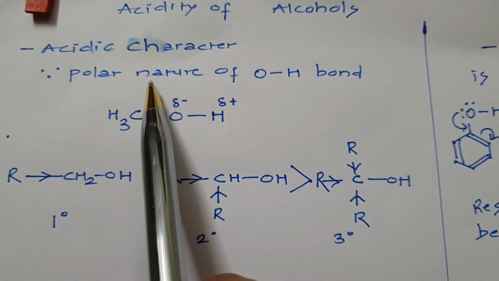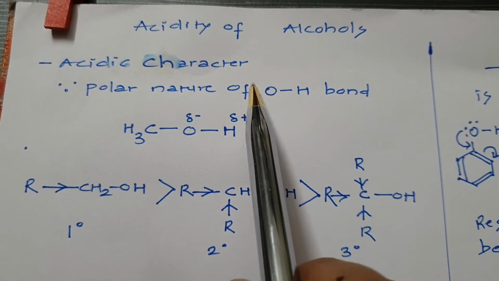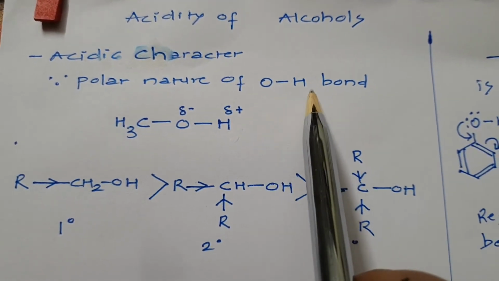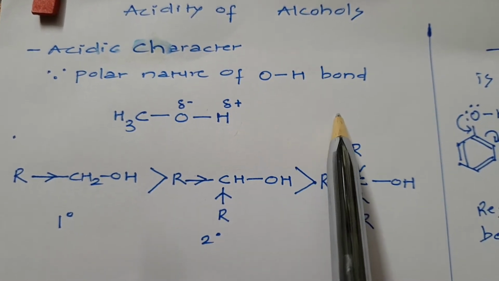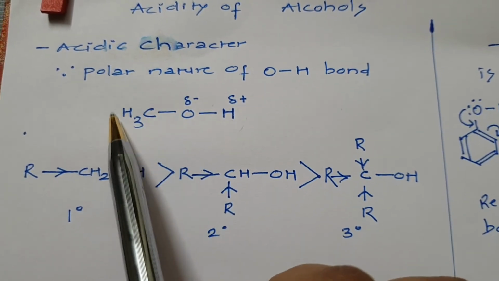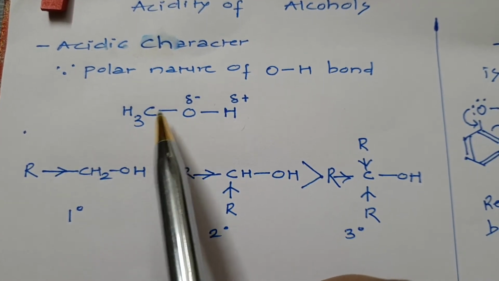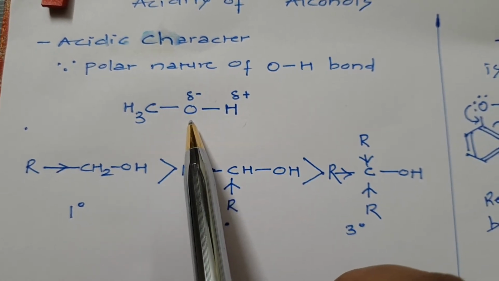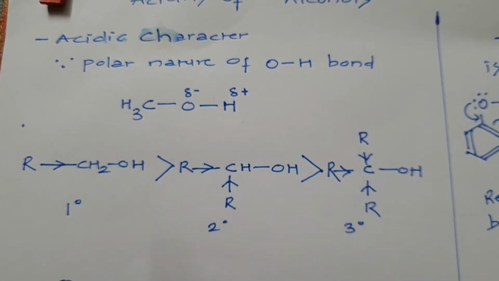When it comes to alcohol, the acidic character depends upon the polarity of the OH bond, because when we say that it is showing an acidic character, it is the ease at which the hydrogen ion is given out. Here is a very simple example wherein a methyl group is carrying a hydroxy group. Here oxygen bears a partial negative charge and hydrogen bears a partial positive charge.